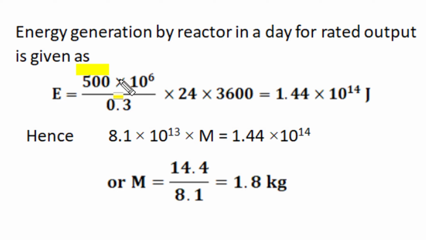Now the power output of the plant is 500 megawatt. In watt, it is 500 into 10 to the power 6 watt. Now the overall efficiency of the plant is 30%. So the input heat for the reactor is output divided by overall efficiency.